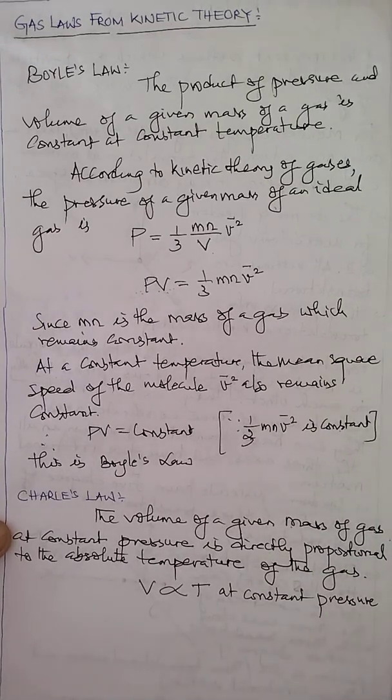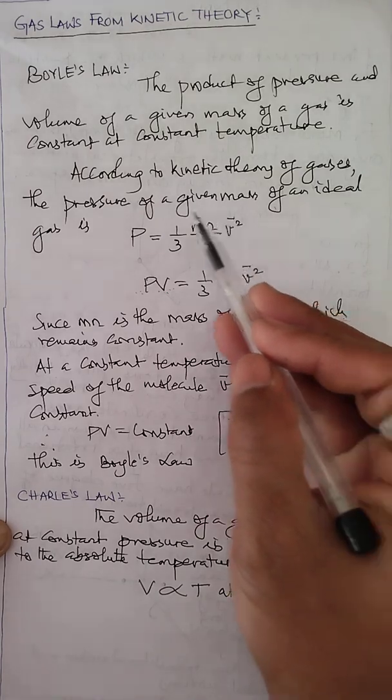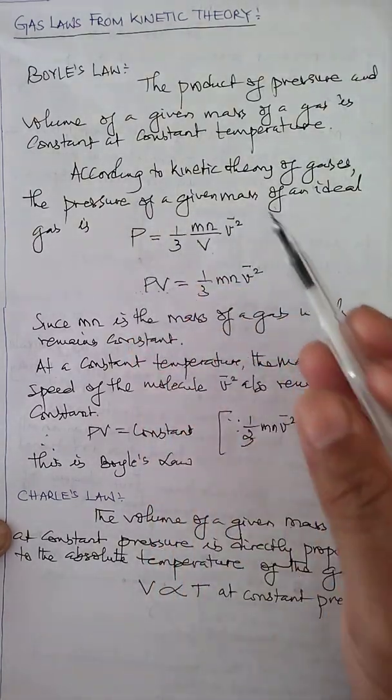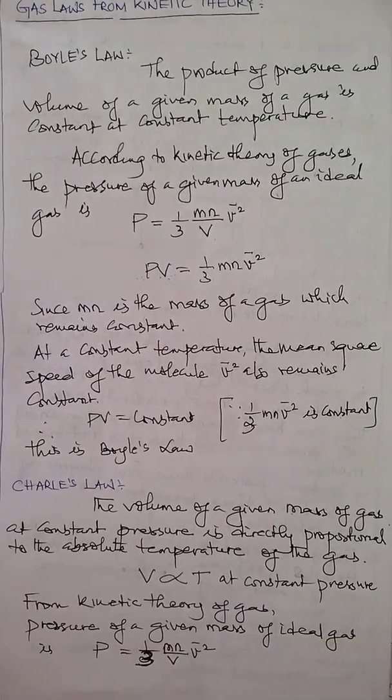Now this is the statement you learned, but children, the statement of Charles's law can be verified from the kinetic theory of gas. So in order to verify Charles's law, we'll start with the pressure of a given mass of an ideal gas, written in a similar manner to what I have done for Boyle's law. According to the kinetic theory of gas, the pressure of a given mass of ideal gas is expressed by the relation P equals 1 by 3 Mn by V, with the mean square speed of the gas.